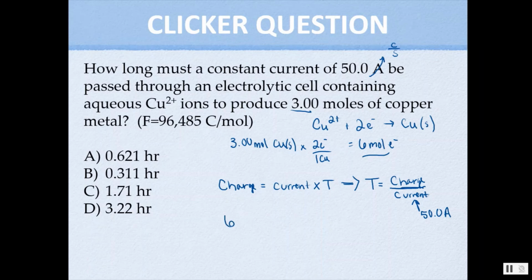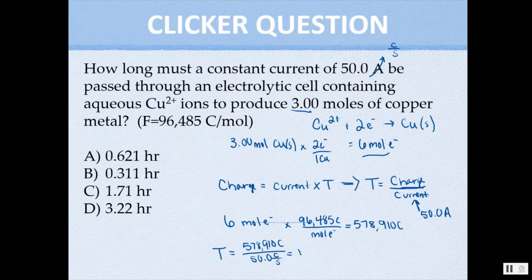When you do this, you should get that your 6 moles of electrons are going to produce 578,910 coulombs. So the time will be equal to 578,910 coulombs divided by 50 amps, which is a coulomb per second, and we get 11,578 seconds.